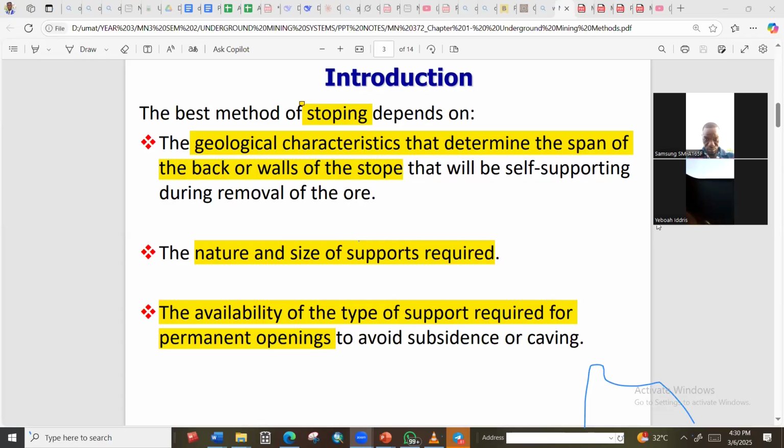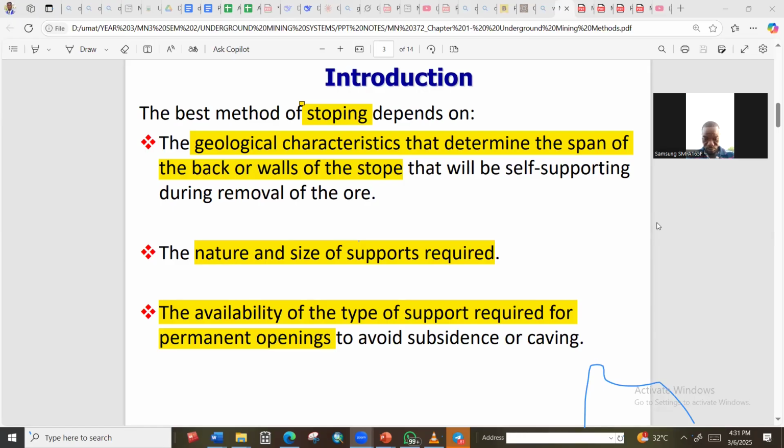We're going to hear stoping. The moment you hear stoping, it means an excavation from which ore has been drawn. So we don't have stopes in surface mining, but we have stopes in underground mining. So we are looking at the conditions that allow a particular method to be a good stope, or how we classify stopes. So we are saying that the best method of stoping depends on the geological characteristics that determine the span of the back or walls of the stope that will be self-supporting during removal of ore.